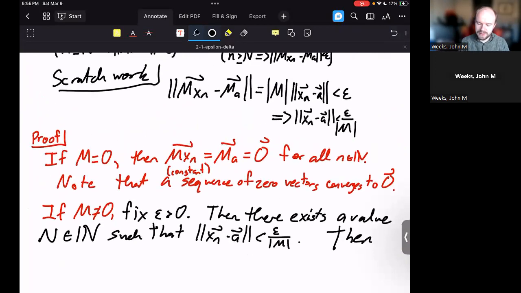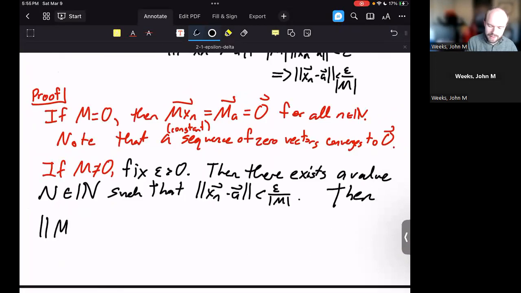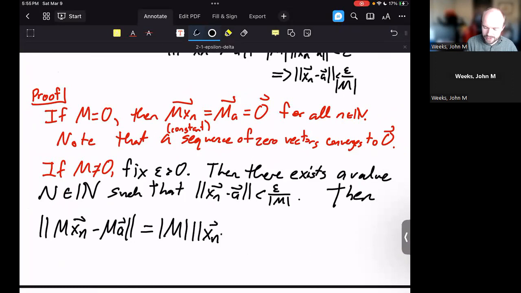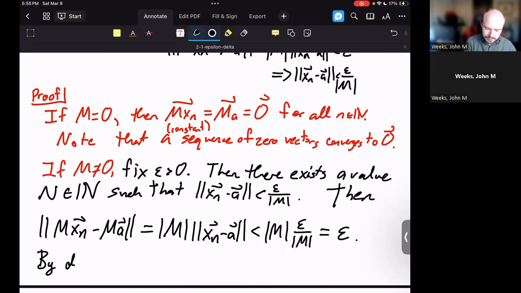Then, given this, we should be able to say that the absolute value of m x n minus the value of m a is going to be equal to, and we can now just go through the motions a little bit, which is go back through our scratch work and write this stuff that we wrote before, which comes later in the proof. That is going to be a bit of a pattern, that this is less than absolute value of m times epsilon over the absolute value of m, and that this is equal to epsilon. So by definition, and I'll sometimes use DEFN for abbreviating, but I can go ahead and spell it out here. By definition, the sequence of vectors m x of n converges to the vector m a.